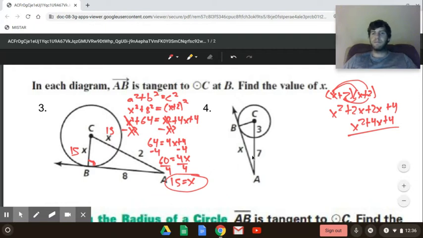All right. And then over here, we're going to do something similar. So again, 3 is our radius, so we know BC would be 3. And then we know AC is going to be 3 plus 7, which is 10, right? So your legs are going to be 3 and x. So 3 squared plus x squared equals 10 squared, and then you can find x.